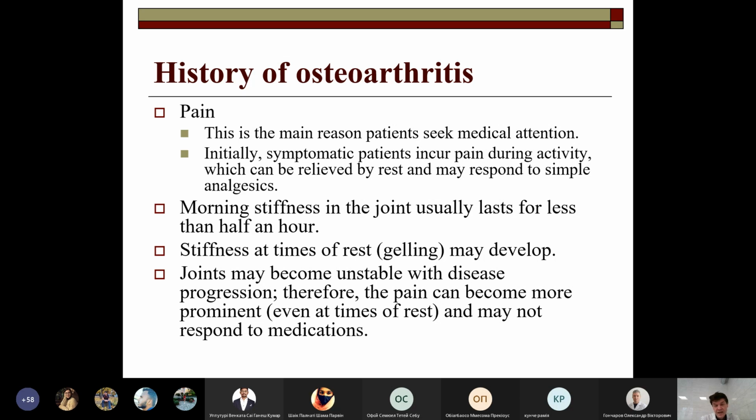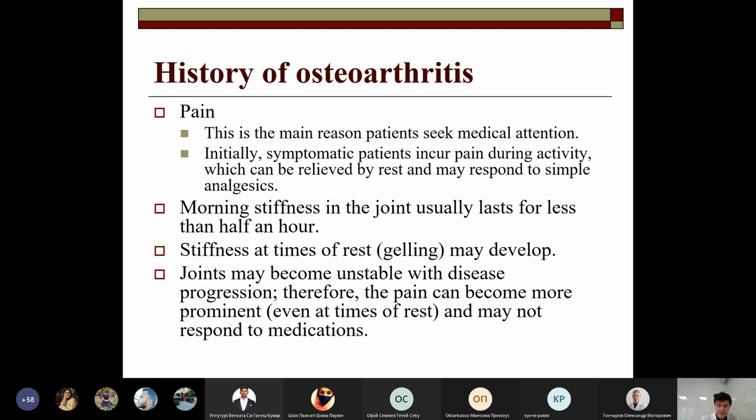So the stiffness at times of rest can be developed by the patients who are out of therapies, and sometimes stiffness at times is not considered to be the first complaint of the patients having this history. So when we compare the pain and the morning stiffness, the pain appears to be the most common clinical sign when compared with the morning stiffness and the stiffness at times.